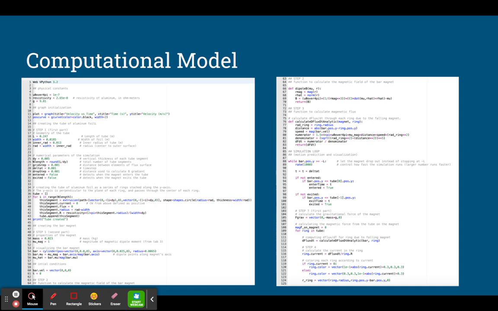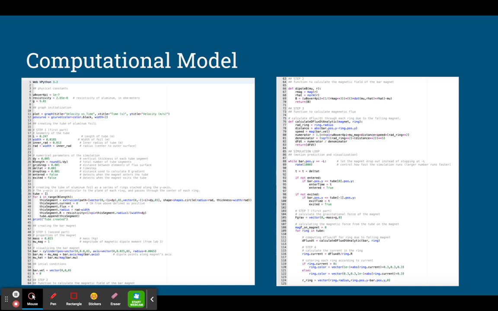Next, a computational model was also made through GlowScript to indicate this in a computational sense. The inputs were found of the physical constants, the graph was initialized, and the geometry of the tube parameters were also included. This model then creates the tube of aluminum foil as a series of rings stacked along the y-axis. And the bar magnet is also created and then visualized with initial conditions inputted.